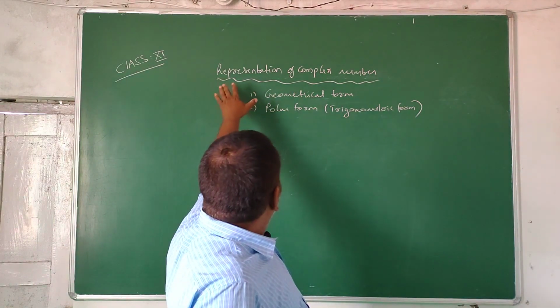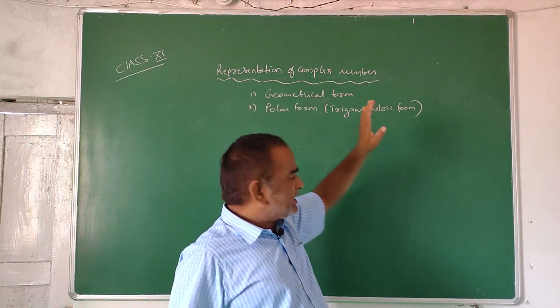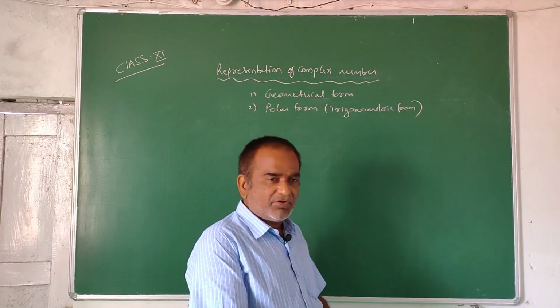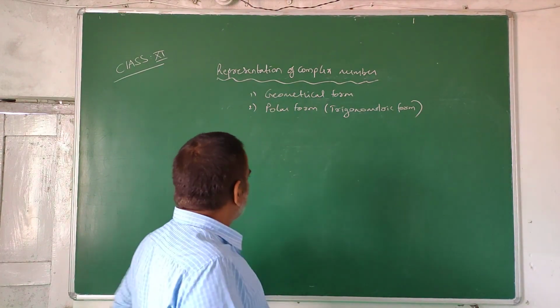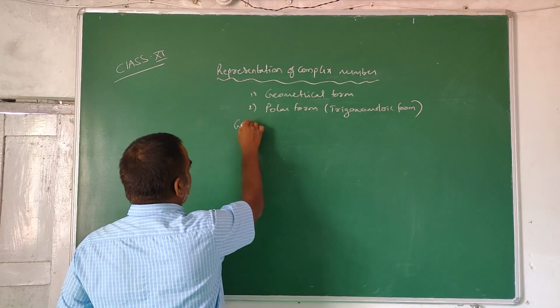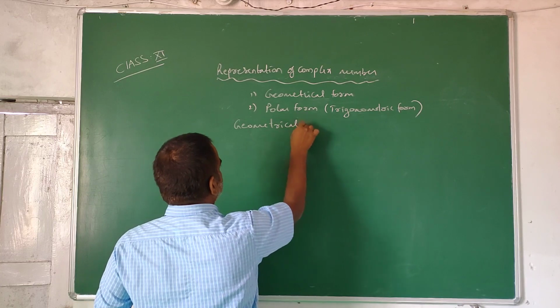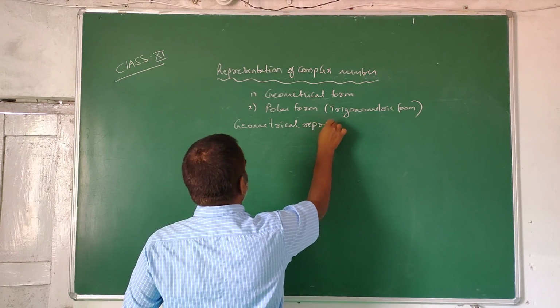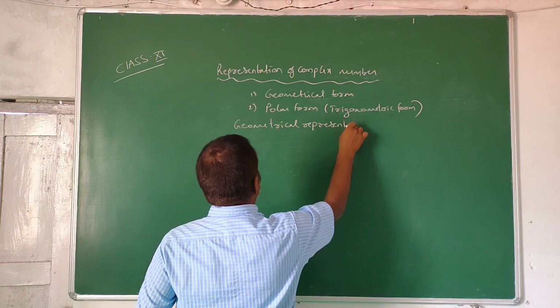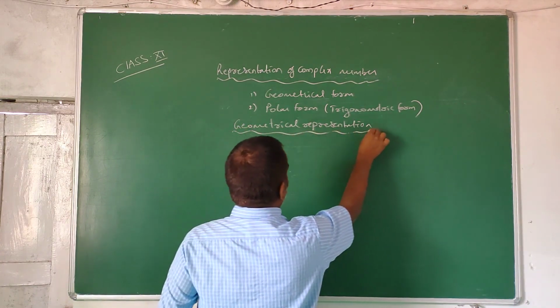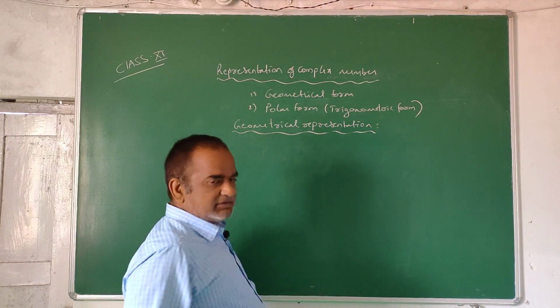So, representation of a complex number. A complex number can be represented in geometrical form and polar form. Polar form means trigonometric form. So now, geometrical representation. Geometrical representation of a complex number.